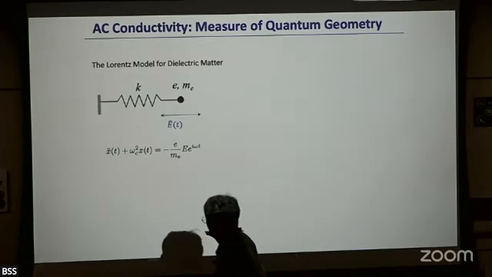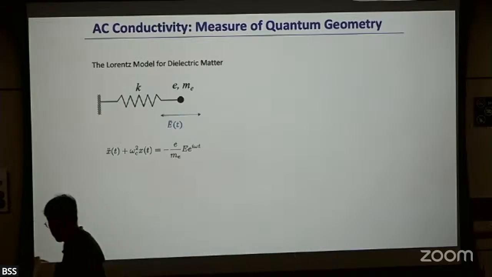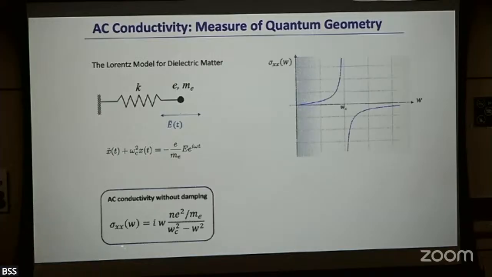This Lorentz oscillator model has been solved multiple times, and you can quickly see that if you calculate it, you get a simplified form, something like this. And I can plot how the conductivity of this system changes as a function of frequency. Of course, there is the resonance frequency, where the conductivity diverges upward, then downward. Something like this can be seen.